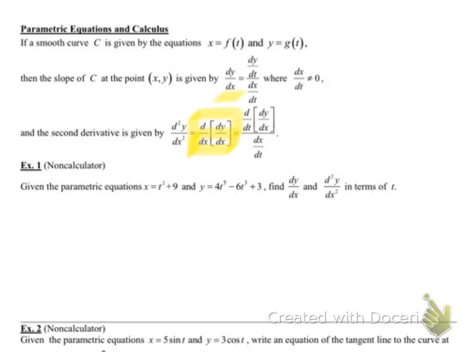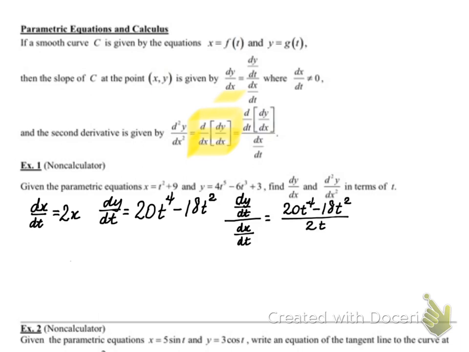So the first thing we're going to do is find our derivatives with respect to t for both x and y. Those shouldn't be a problem. From there, you take the derivative of y with respect to t and the derivative of x with respect to t and divide them, and you get, ta-da, dy/dx.